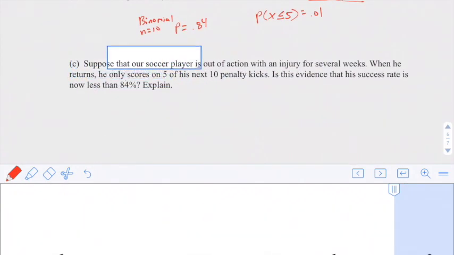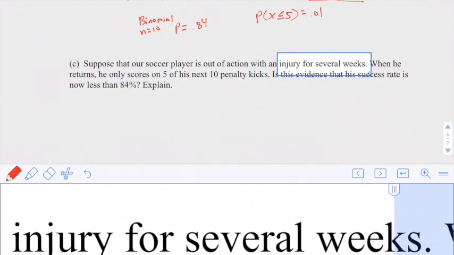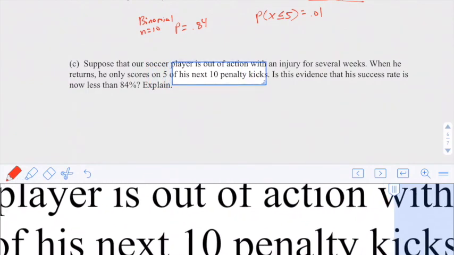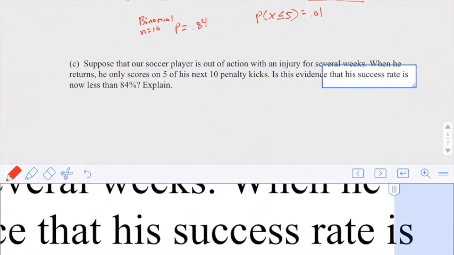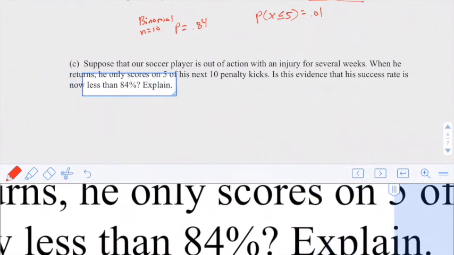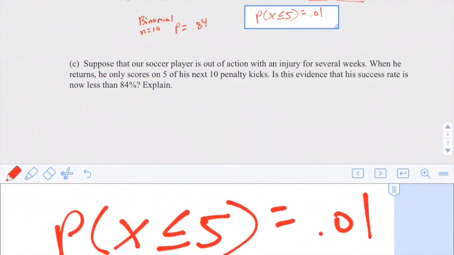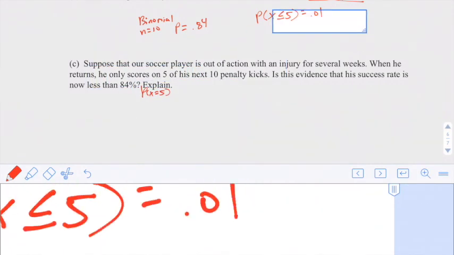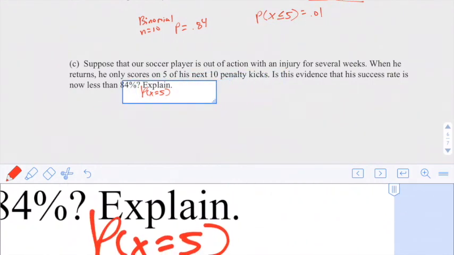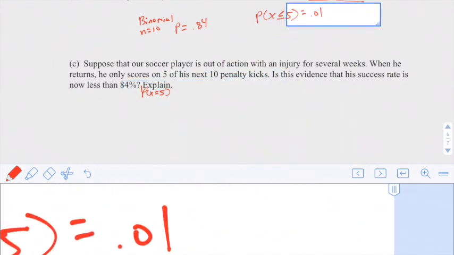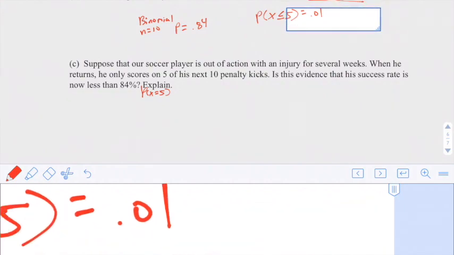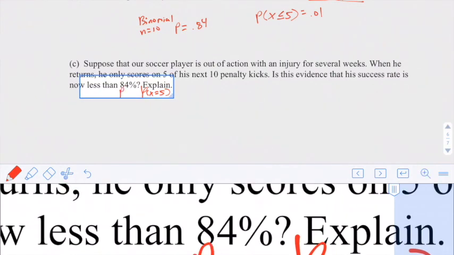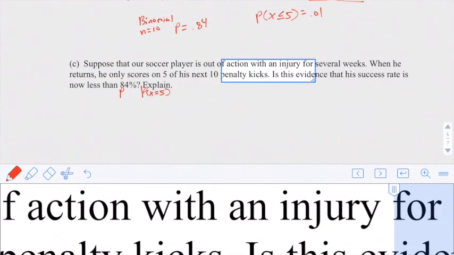Suppose that our soccer player is out of action with an injury for several weeks. When he returns, he only scores on 5 of his next 10 penalty kicks. Is this evidence that his success is now less than 84%? And we explain. This is 5 or less, so it's even less. This is the probability that x equals 5, and this is even higher than that. So since this is really, really, really unlikely, 0.01, we would probably say that this is evidence against his 0.84 probability that he would score. So that injury probably did affect him.